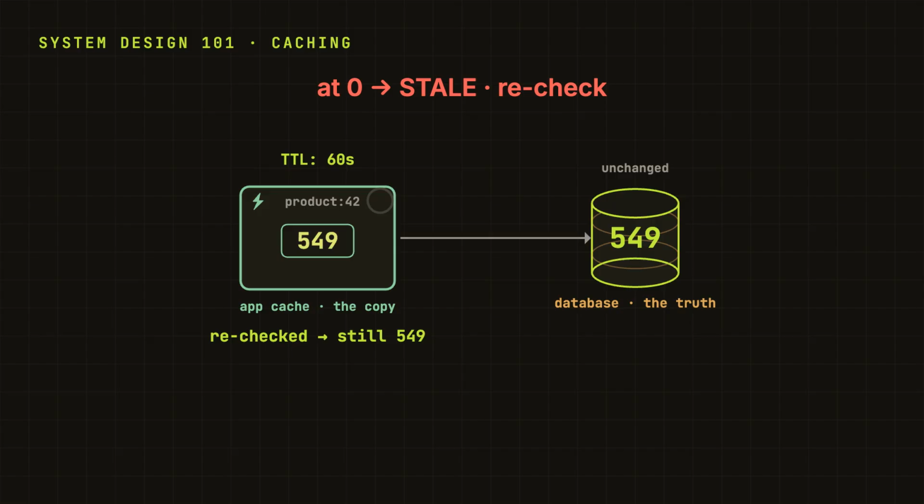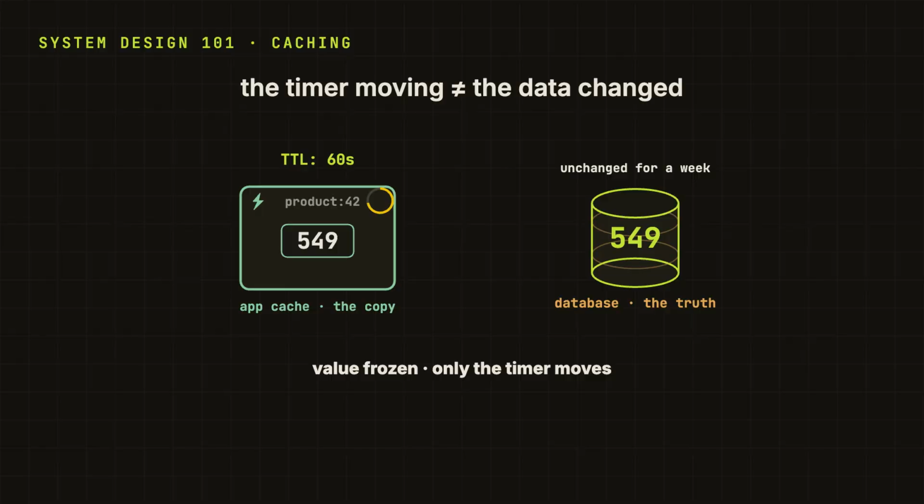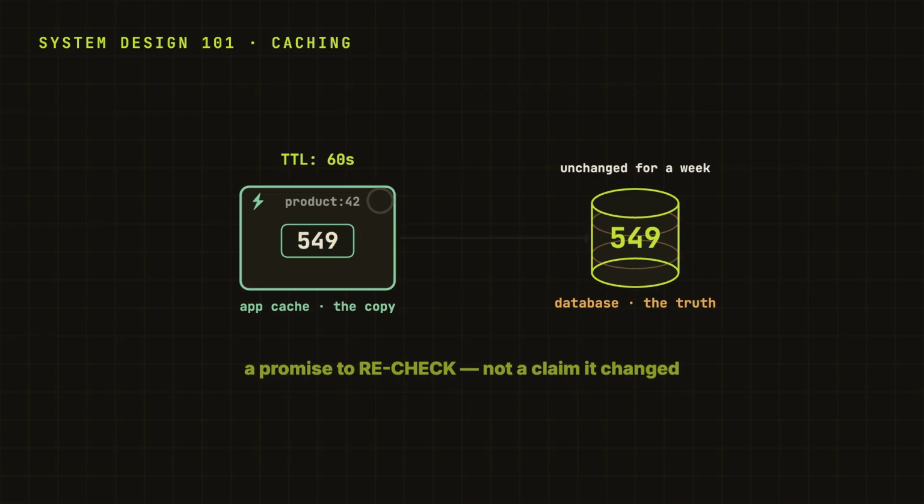Go recheck. But here is the part people get wrong, so hold on to it. A TTL does not mean the data changes every 60 seconds. The price might not change for a week. The timer just means after 60 seconds, do not reuse this copy without checking. It is a promise to recheck, not a claim that anything actually changed. That is the whole idea of freshness.